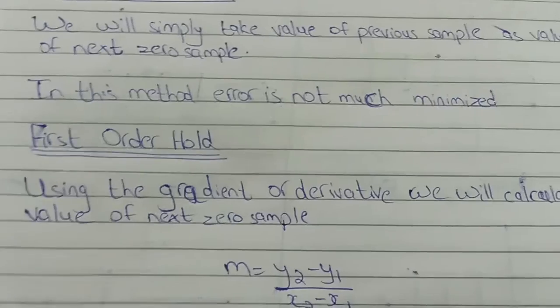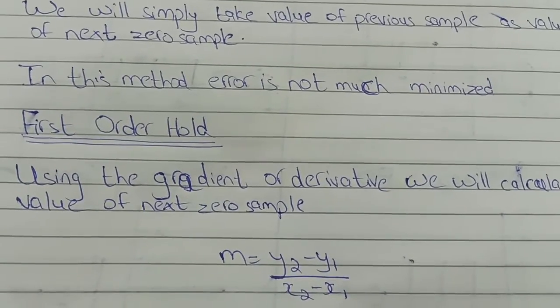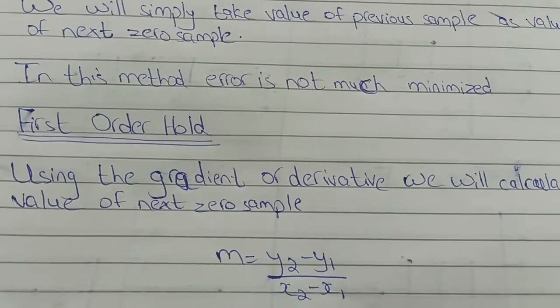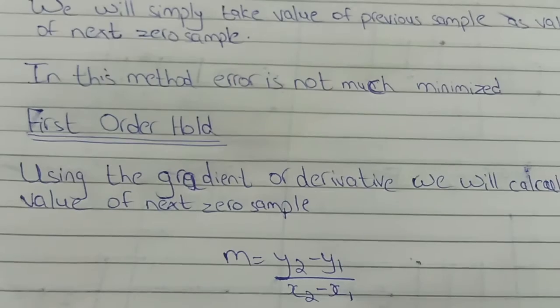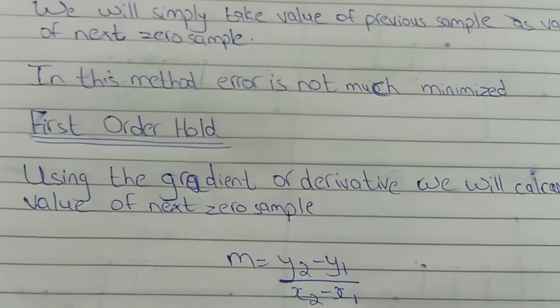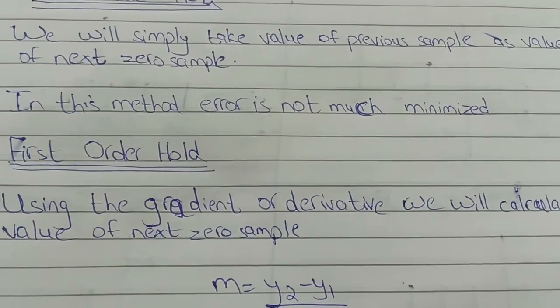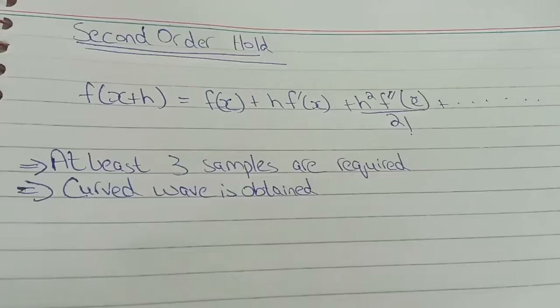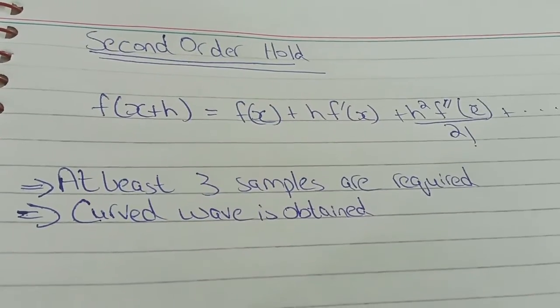In first order hold, we will use the gradient or derivative using this formula, m equals y2 minus y1 divided by x2 minus x1, to calculate the amplitude of the sample with zero amplitude. In second order hold, we will use the Taylor series to calculate the values of the next point. Taylor series is written for first order and zero order.